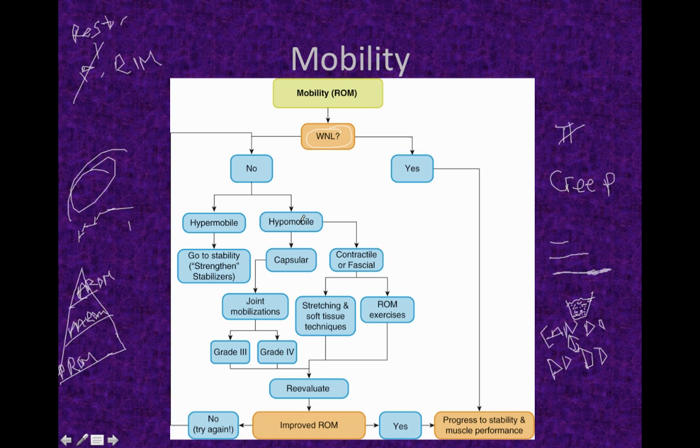If you're hypomobile, with decreased range of motion, we're talking about contractile or fascial causes. So for contractile, is there muscle guarding? Is it from pain? Is there a myofascial issue, which we'll talk about when we talk about mobility specifically? Then we're looking at stretching and other soft tissue techniques and range of motion exercises. We're going to get into this specifically and do a lot of work on this in lab. Then again, reevaluate: did it get better? Yes or no? And then you move on.